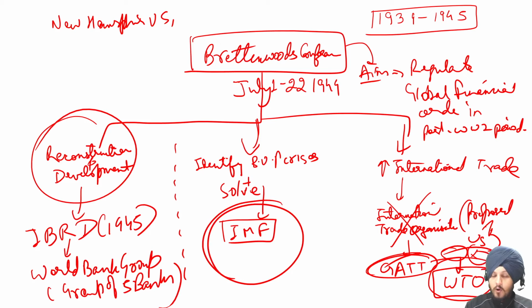eventually led to the establishment of the International Monetary Fund, which is IMF, and its main aim was to identify the balance of payment crisis in different countries and to solve them with the help of different aids and by giving technical assistance to those countries. We are going to understand in detail how the IMF works. So this is the background detail regarding the IMF.